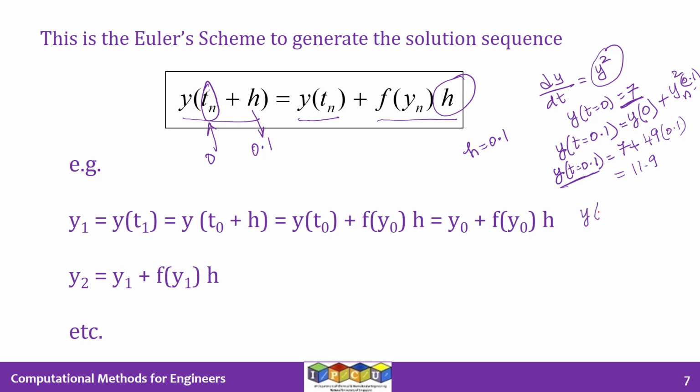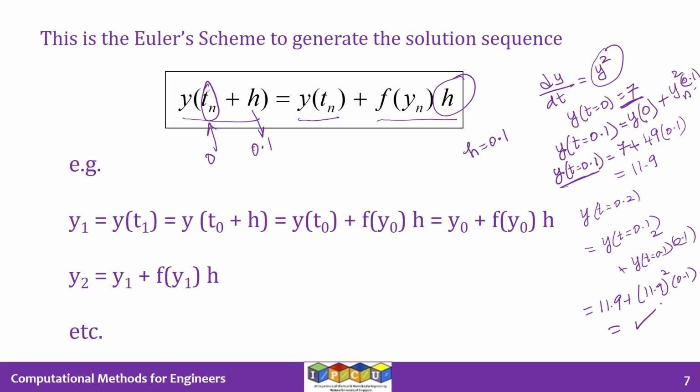Now, if I have to find out y at t is equal to 0.2, I'm going to say y at t is equal to 0.2 is y at t is equal to 0.1 plus y at t is equal to 0.1, the whole squared, times h, which is 0.1. So that's going to be 11.9 plus 11.9 squared multiplied by 0.1. You can compute it, and that's the value of y at t is equal to 0.2. So you can keep marching forward in time and evaluate y at those discrete time points. And you can stop whenever you choose to stop.